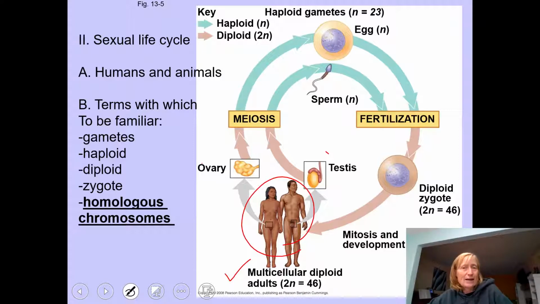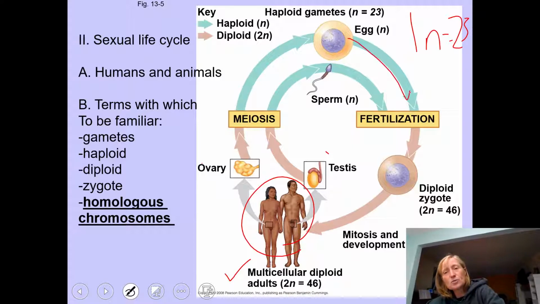Our gametes are haploid. They have one set of chromosomes. Sometimes we say 1N. Our 1N number is 23. Oops, that barely fits on. We have one set of chromosomes in the egg and in the sperm, and that happens because of meiosis. And then the egg and the sperm fuse, or fertilize.